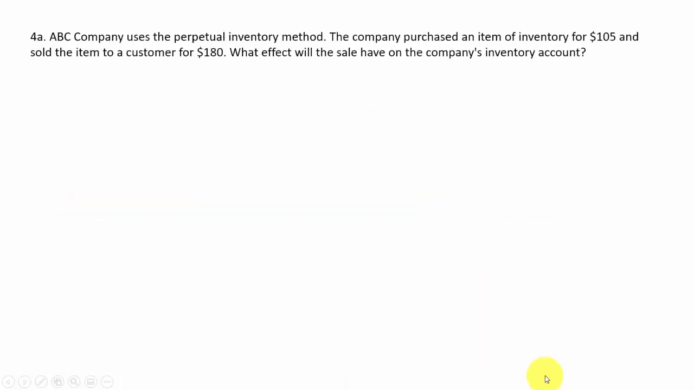Number 4, let's see. What will be the effect of the sale on the company's inventory account? I always want to make sure that I know exactly what the question's asking me before I start trying to work something out. So that's the question they want answered: what will be the effect of the sale on the company's inventory account?